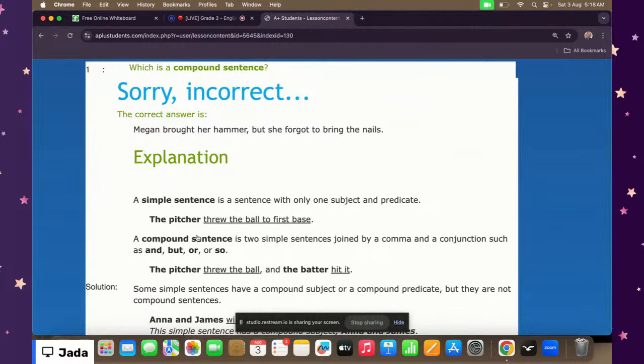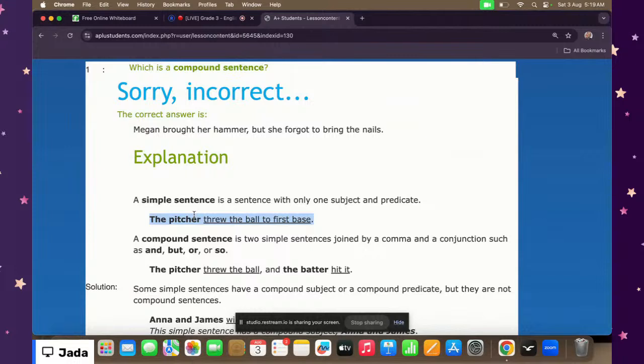The subject is the person doing the action. And the predicate is the action going on. So, for example, we have: the pitcher threw the ball to first base. Now, the pitcher is the subject, okay? And threw the ball to first base is the predicate.